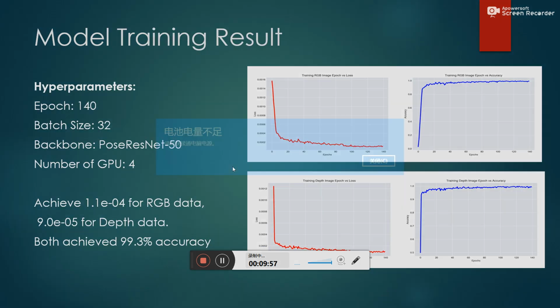Here is our model training result. We have hyperparameters of 1050 epochs and 32 batch size. After training, our loss achieved very low and achieved 99 accuracy.